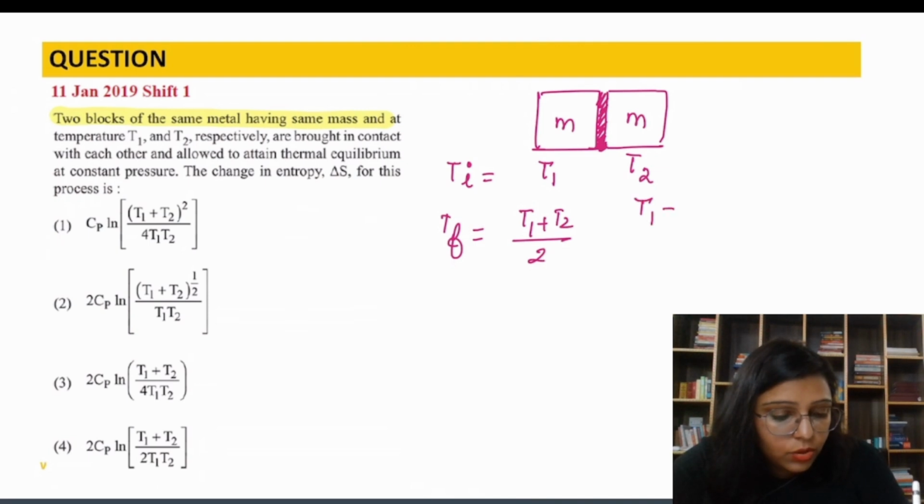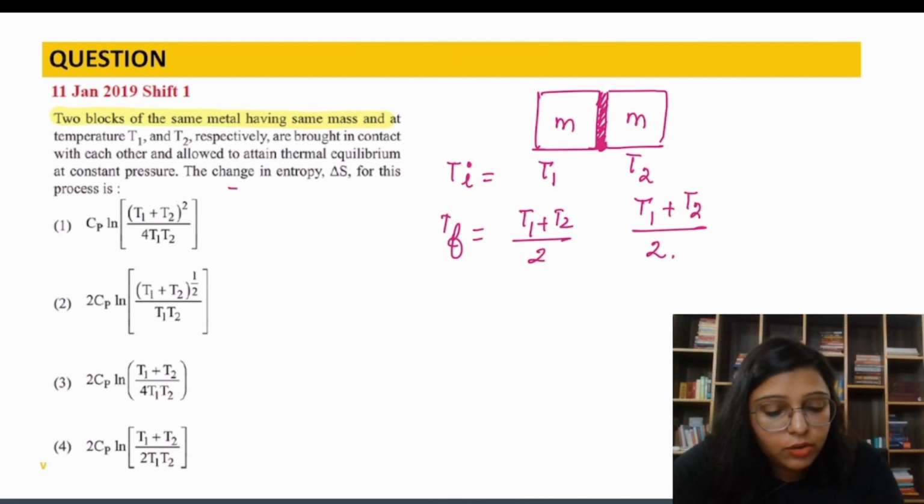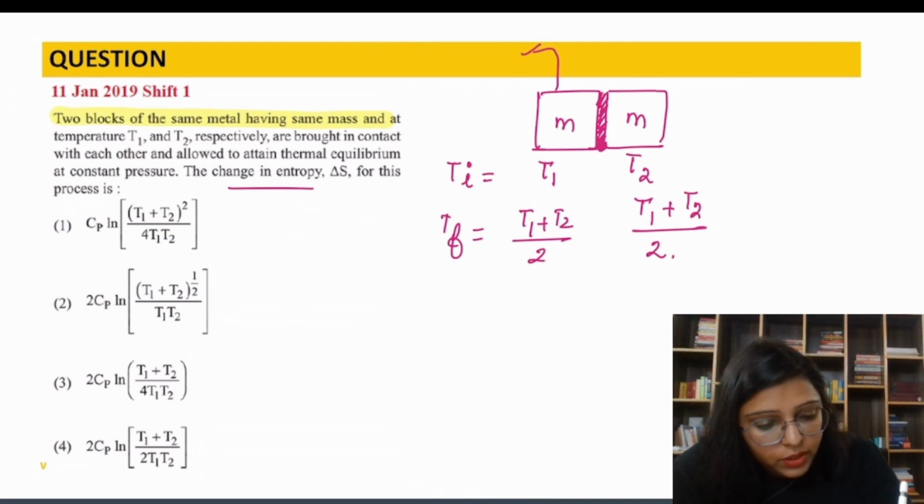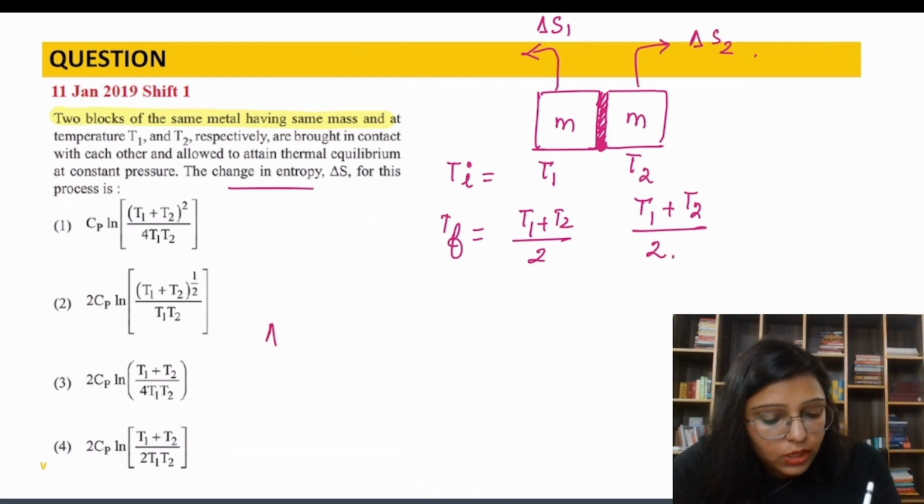And here also T final is T1 upon T2, T1 plus T2 divided by 2. Thermal equilibrium, that is, temperature is going to be the same, at constant pressure. Now we have to find out the change in entropy. So how to find out the change in entropy? See, suppose the entropy change for this block is delta S1 and the entropy change for this block is delta S2. So the total entropy change is delta S equals delta S1 plus delta S2.